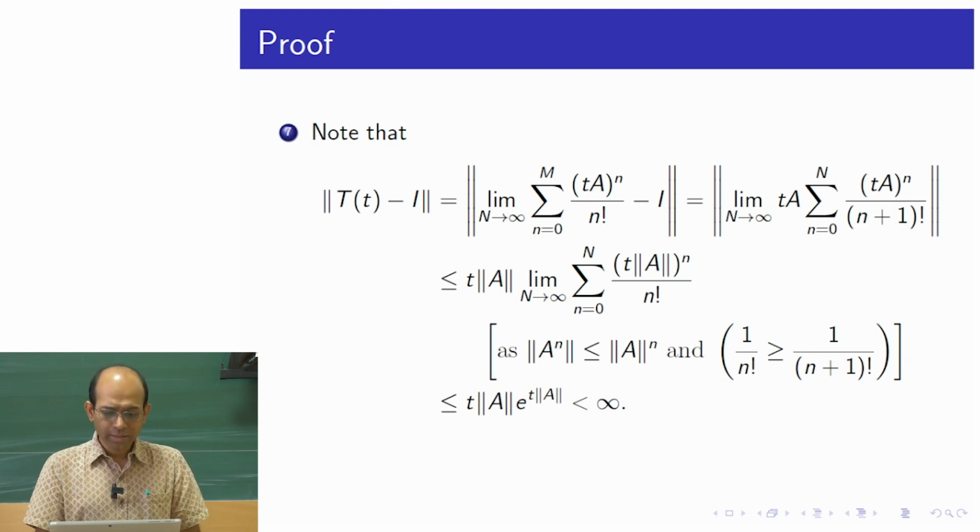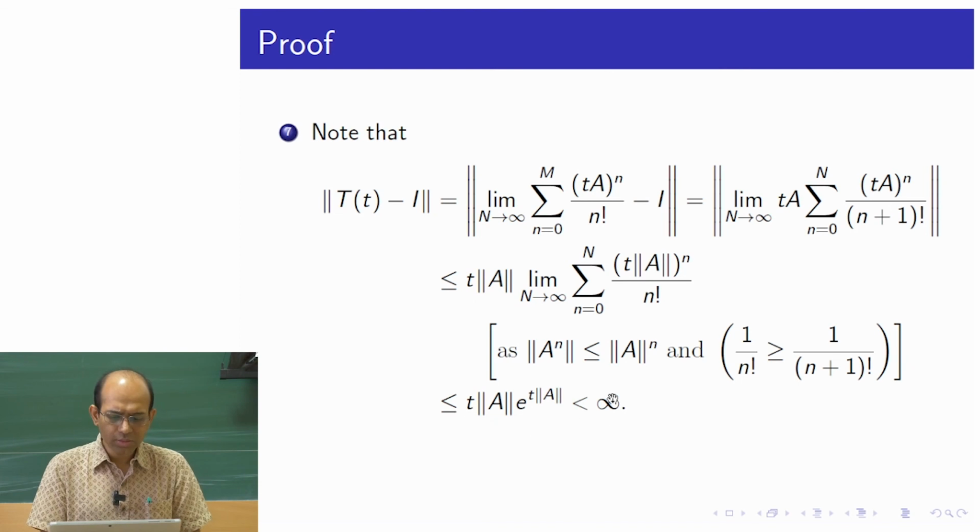Here I am just using the property that the norm of a to the power n is less than or equals to the nth power of the norm of a, and also the property that 1 over n factorial is greater than or equals to 1 over n plus 1 factorial. Now this thing is nothing but the exponential series as n tends to infinity, correct? And this we can write as e to the power of t norm a.